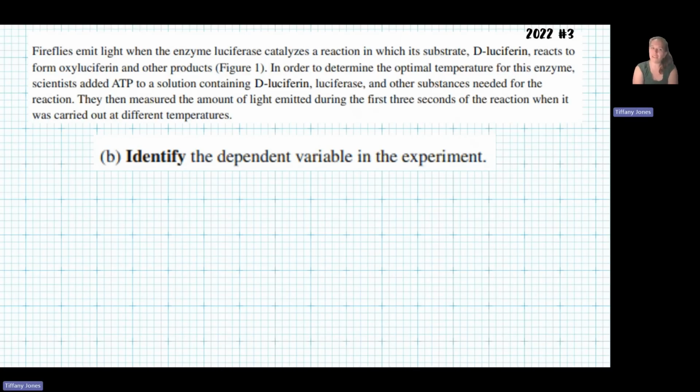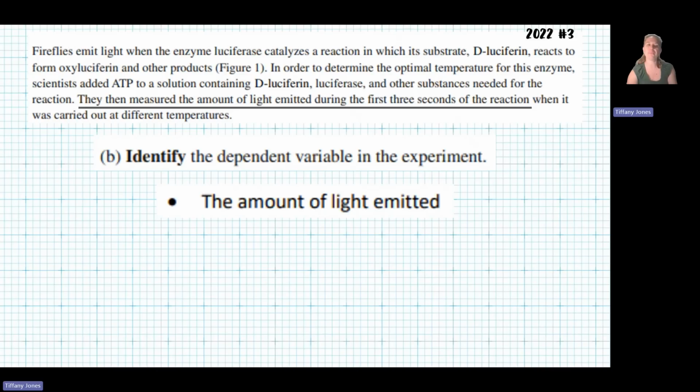So then here we're looking at fireflies. They emit light in the reaction, they react to this other whole thing. They show you a figure. In order to determine the optimal temperature for this enzyme, scientists added ATP in a solution containing luciferase and other substances needed for the reaction. They then measured the amount of light emitted during the first 3 seconds of the reaction when it was carried out at different temperatures. So our dependent variable is what they're measuring, right? So it says they measure the amount of light. So our dependent variable is the amount of light.